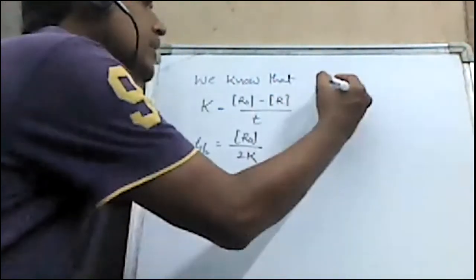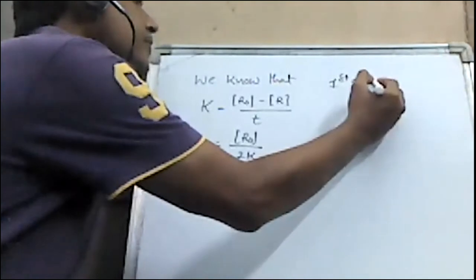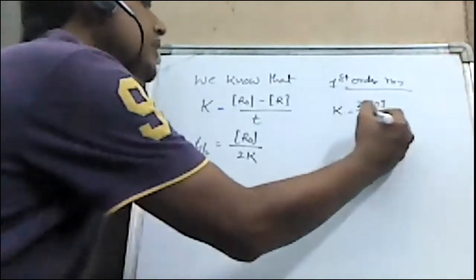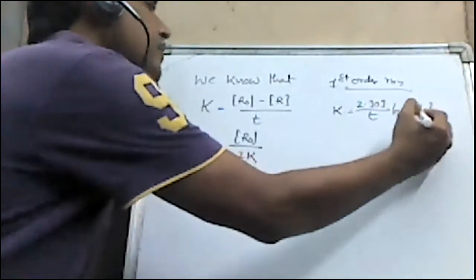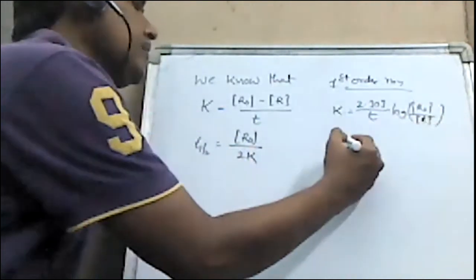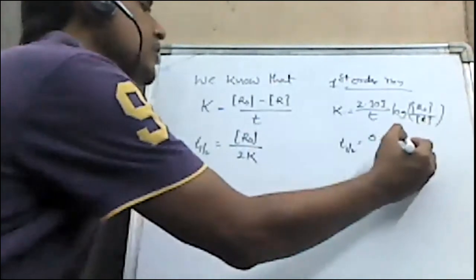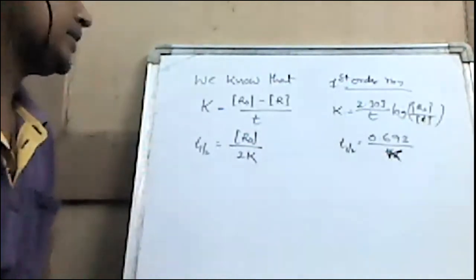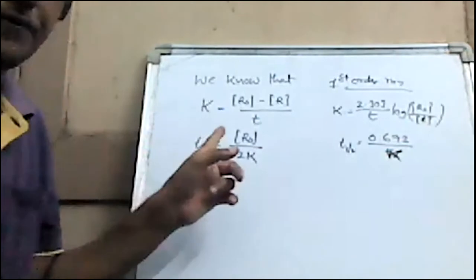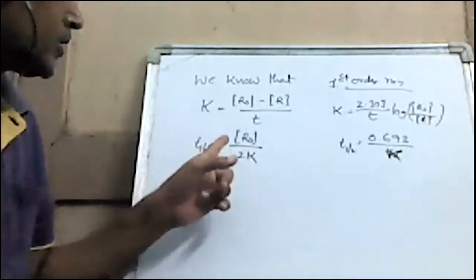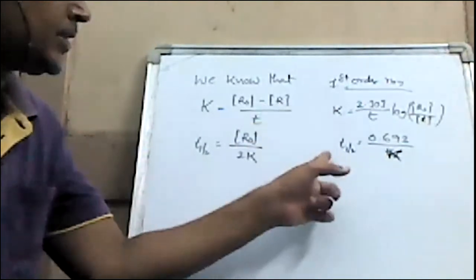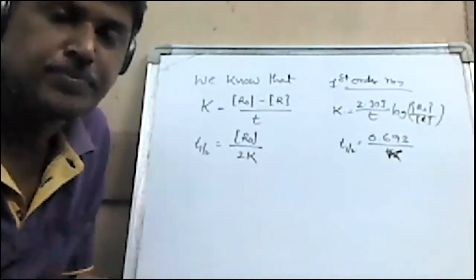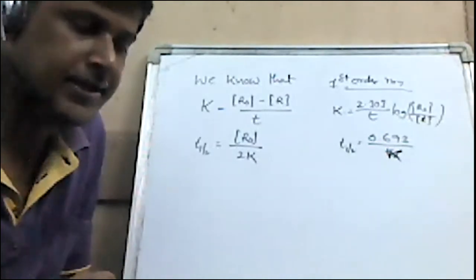Now, similarly, we also know that for first order reactions, K is equal to 2.303 by T into log R naught by R, and the half-life is equal to 0.693 by K. Here we can say that the half-life period of a zero-order reaction is directly proportional to the concentration of the reactants, whereas the half-life of a first-order reaction is independent of the concentration of the reactants.